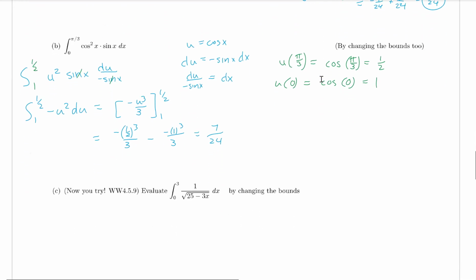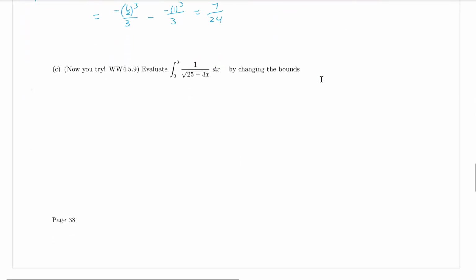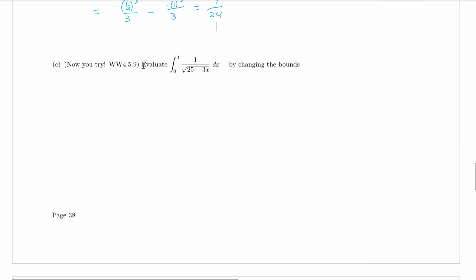All right, let's move on to the next example. So this is example 9 in the WebWork for 4.5. As we've been doing, we're going to choose our u to be the inside of the complicated function. In this case, our 25 minus 3x is going to be our u because that's inside of the square root. That gives us that du is equal to negative 3 dx, or dx is equal to du over negative 3.